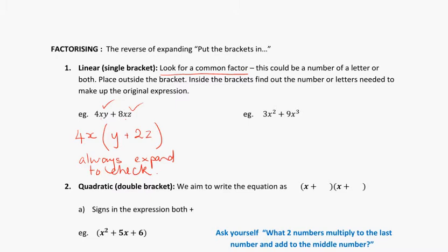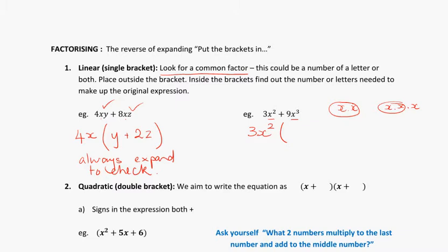Numbers first, so the highest common factor of 3 and 9 is 3, because it has to go into both of them. And look, we've got an x squared here and an x cubed. So x squared is x times x, and x cubed is x times x times x. So we've actually got an x squared in both of them. So I can pull x squared out, put your bracket in.